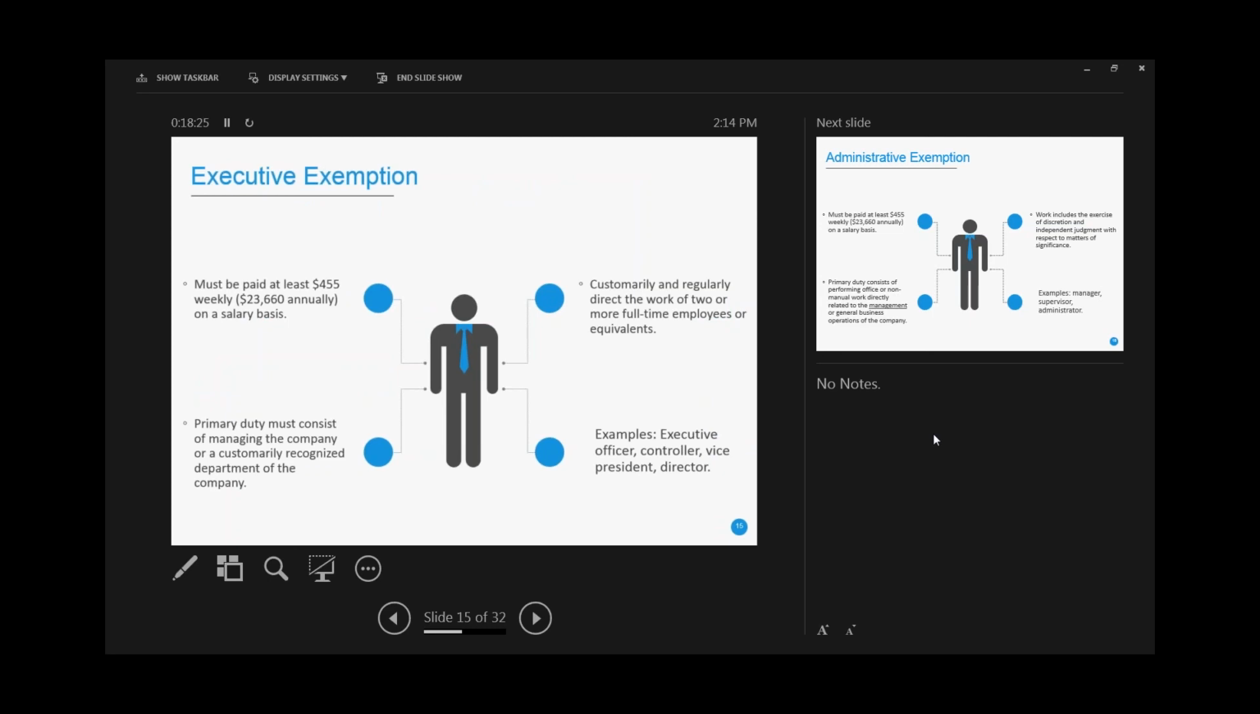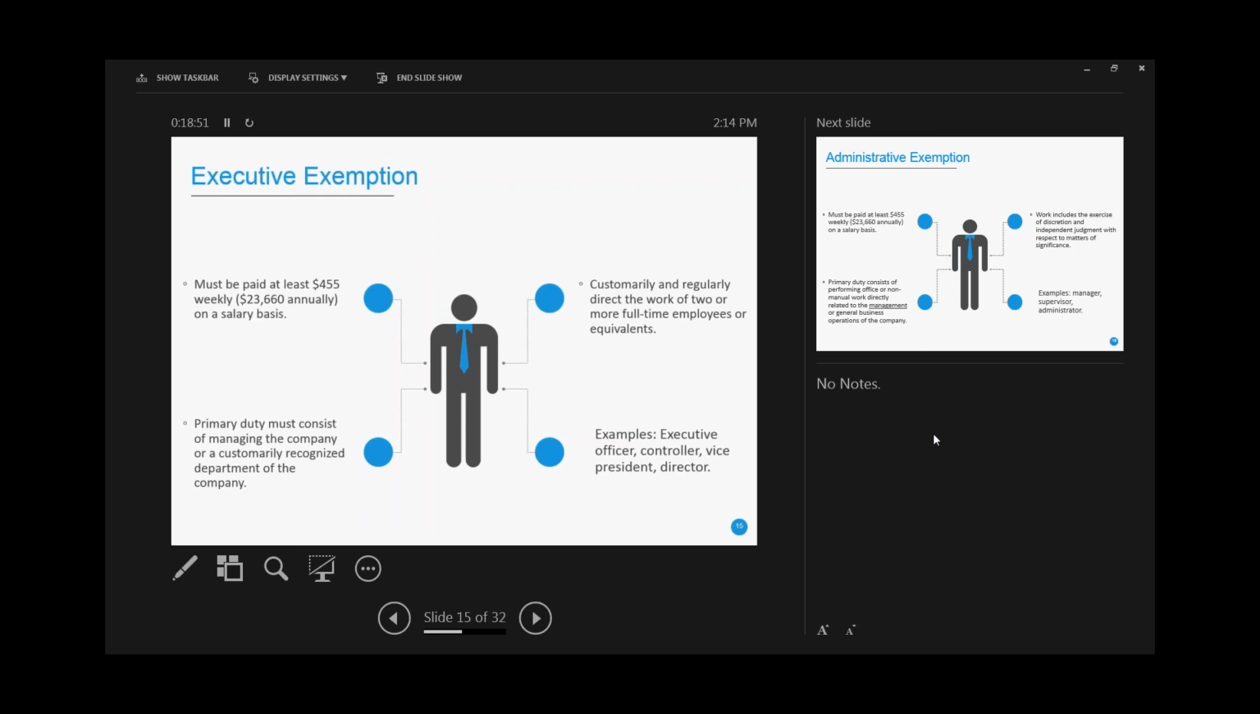So to be part of the executive exemption, you customarily and regularly need to direct the work of 2 or more full-time employees or equivalents. The DOL views the terms customarily and regularly as the frequency is greater than occasional, may be less than constant, normally occurs every work week, and does not include one-time tasks.